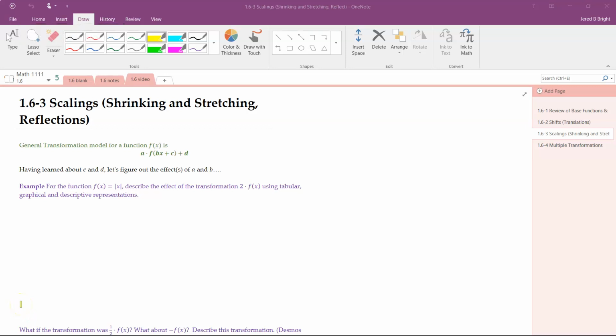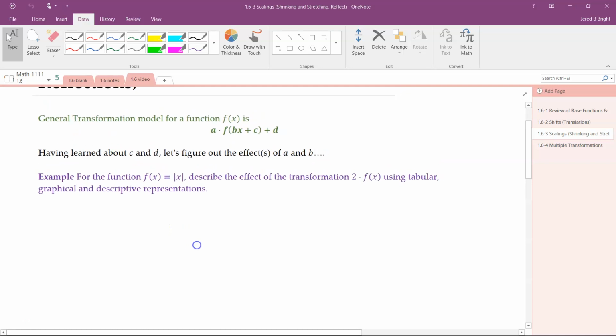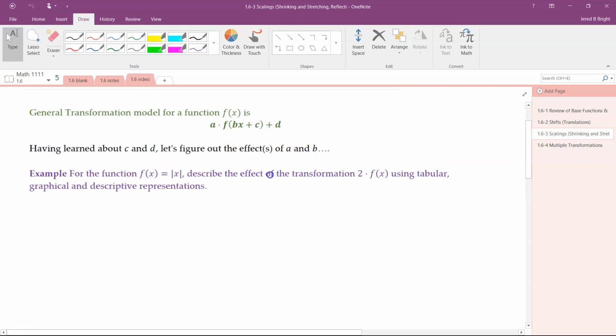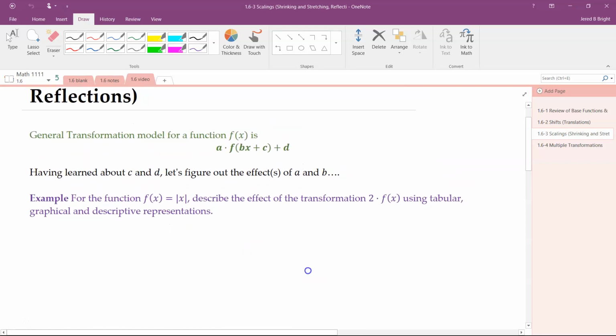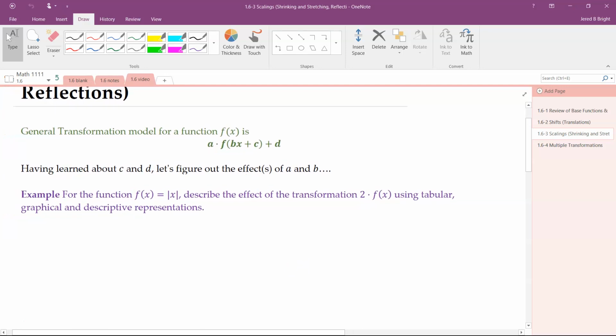Welcome back, and in our general transformation model, we just finished talking about the effects of C and D. So we still have to talk about A and B, and that's what this video is going to focus on. We're going to begin with A. A is a little bit easier to understand than B.